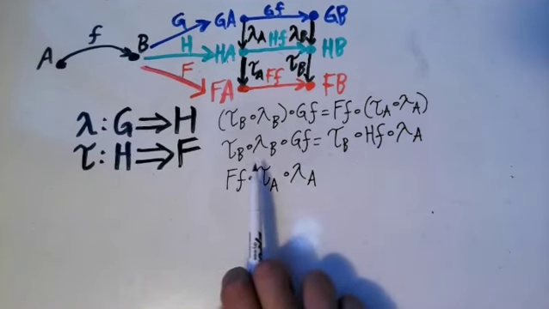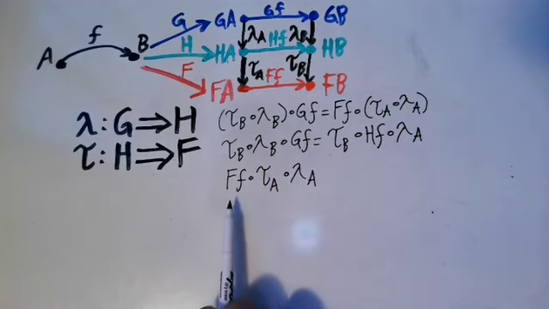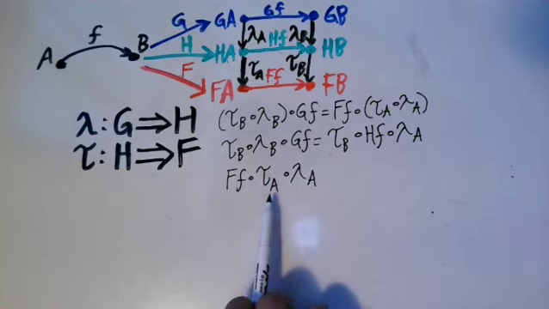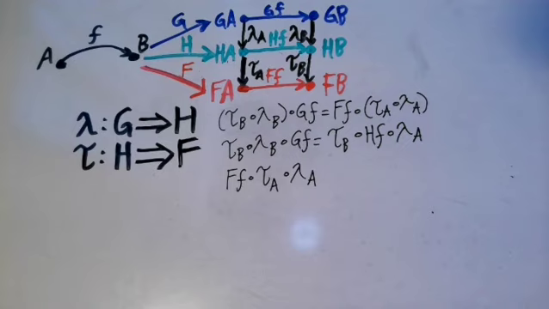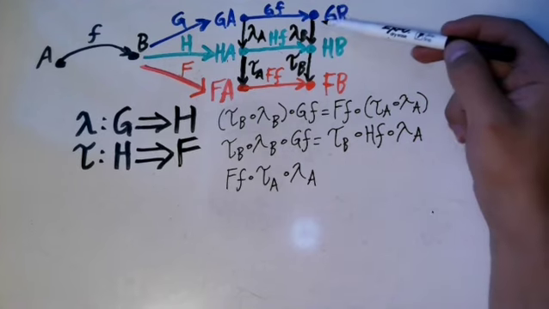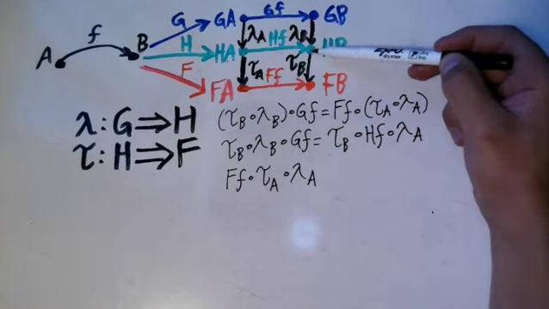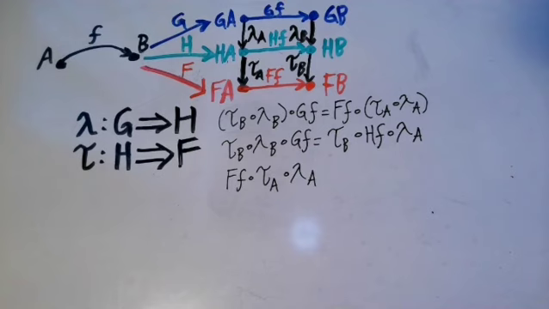Tau of B after lambda of B after G of f is equal to F of f after tau of A after lambda of A. So we see that the composition is in fact a natural transformation where the component for each object is just the component-wise composition of lambda and tau.